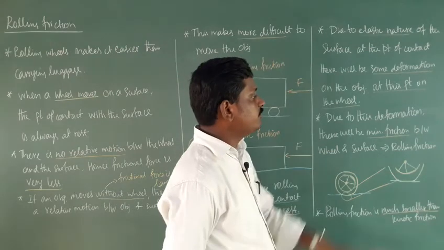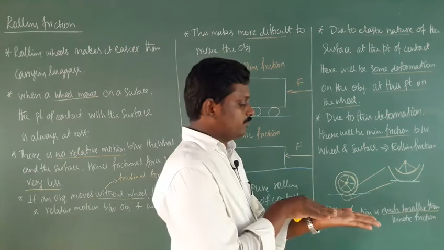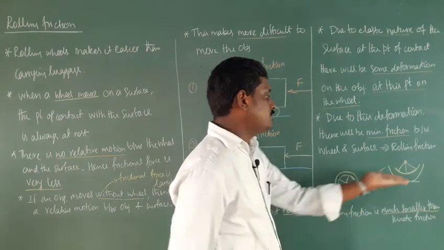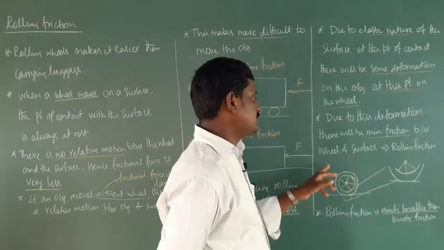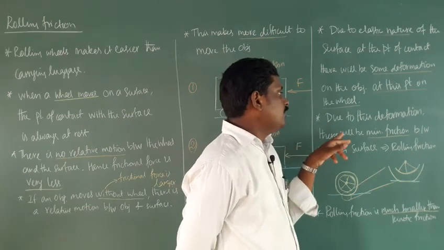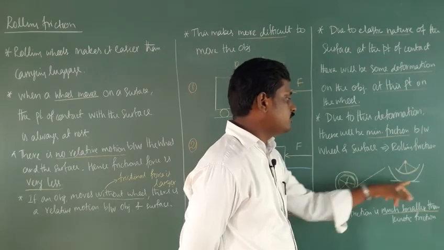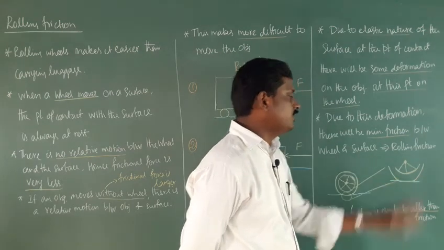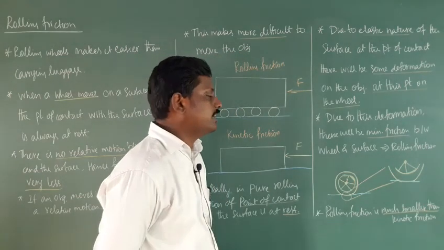There will be a minimum friction between the wheel and the surface. The friction is between the surface and the object. If the object is moving forward, the frictional force acts in the backward direction. This minimum friction between the wheel and the surface is rolling friction. The rolling friction is much smaller than the kinetic friction.